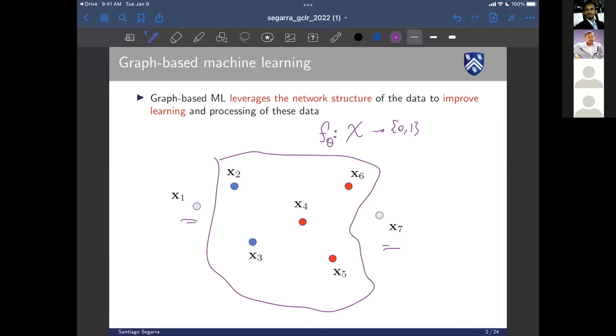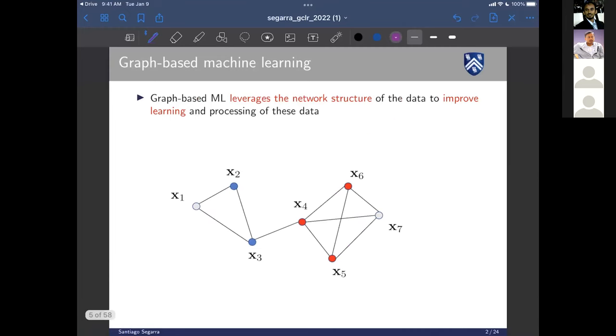Of course, in the graph setting, we have an additional source of information, which is the relational structure between these elements. If these were people, this might be part of a social network. This could be friendship relations. If this is a brain, this could be the structural connectivity of the brain, for example. And hence, what we want to do is to combine the information in the features with the structural information in the graph to predict the labels of X1 and X7.